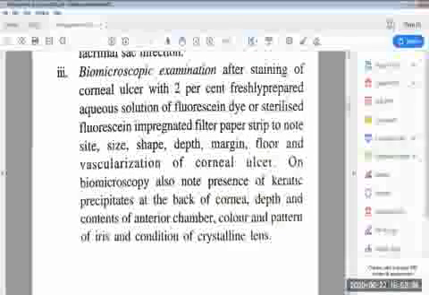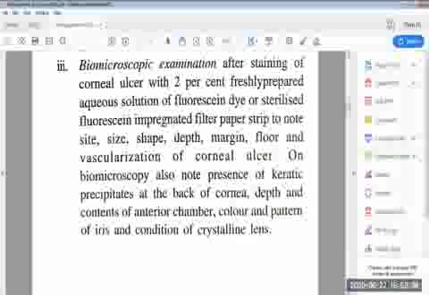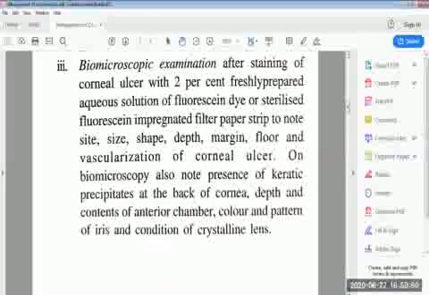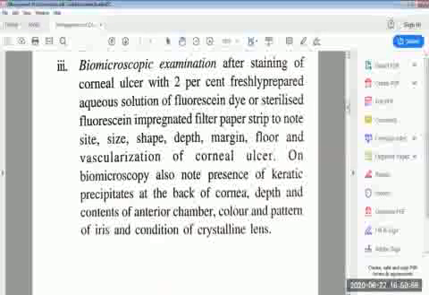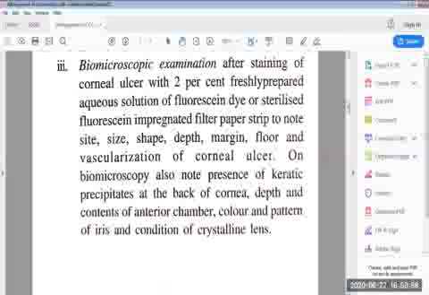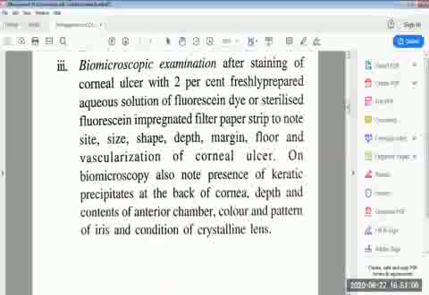Then biomicroscopic examination after staining of the corneal ulcer with 2% freshly prepared aqueous solution of fluorescein dye or sterilized fluorescein impregnated filter paper strip, to note the size, shape, depth, margin, floor and vascularization of the corneal ulcer. On biomicroscopy, also note the presence of keratic precipitates, known as KP in short, at the back of the cornea. They may be there in the anterior chamber.